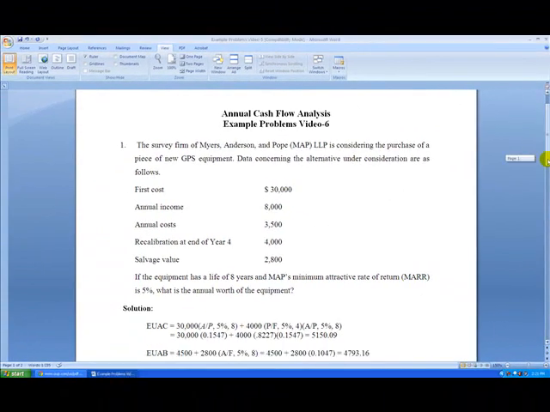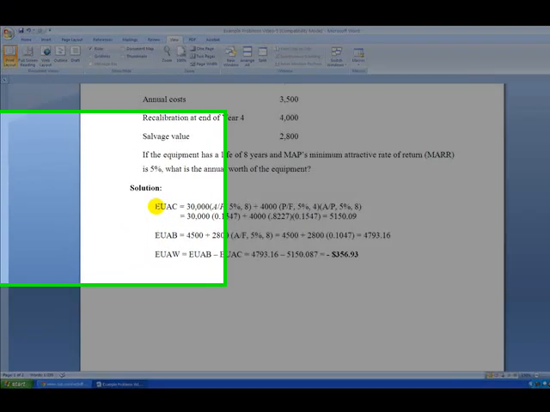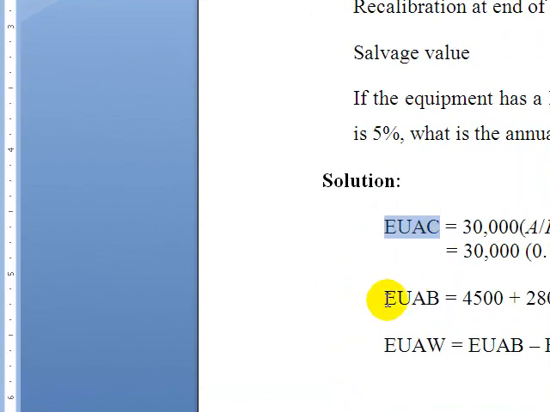Before we go for the solution, I would like to introduce you to three new terms: EUAC, EUAB, and EUAW. So what is EUAC? It is basically equivalent uniform annual cost. Then EUAB is equivalent uniform annual benefits. Equivalent annual means converted, modified cash flow in terms of A.